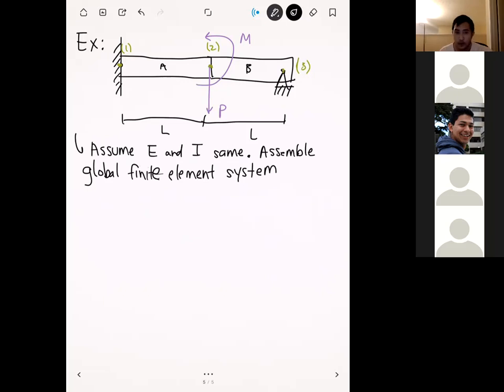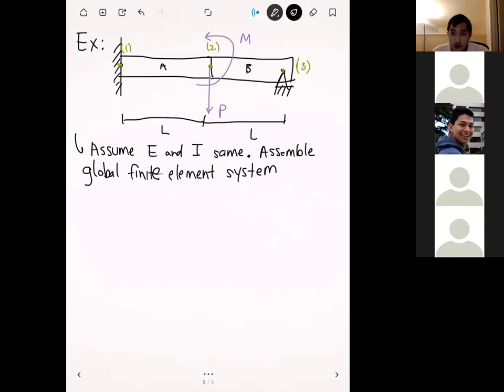And so we're going to do the same approach that we've always done. We're going to start with the element stiffness matrices for elements A and B. Then we're going to put them together into one system, and then we're going to apply our boundary conditions. And the only thing that we're not going to do is plug in numbers and solve in MATLAB. Okay.